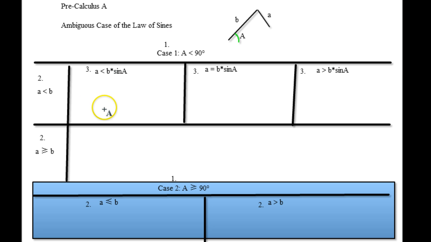Alright, so let's take a look at this first one right here. Okay, so A is less than 90, and a is less than b. So what is actually happening? What I'm also going to be doing is looking at this right here, because that is going to be b times the sine of A. So that side length is going to be there, and we're going to compare. Now if a is less than this, here's what happens.